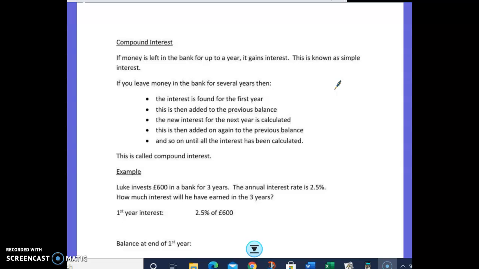if you put money in the bank for a year, it gains interest. That's known as simple interest. If you leave your money in the bank for several years though, the interest found for the first year is then added to the previous balance, then on the next year, the interest is calculated on that balance. So every year, that percentage interest is on a slightly higher amount. And eventually, it doesn't seem like much to begin with, but eventually these amounts really start to add up. Okay? And this is called compound interest. Let's have a look at an example then.